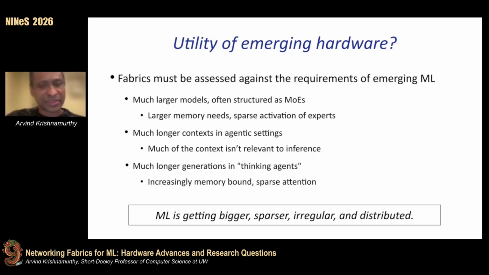And we're also starting to see inference time innovations such as thinking agents. These are generating much longer generations as part of inference. These are increasingly memory bound, and they also use much sparser attention. So the takeaway really is that ML is getting bigger, sparser, irregular, and distributed. And we need to understand how this emerging hardware helps in the context of these ML changes which are taking place.